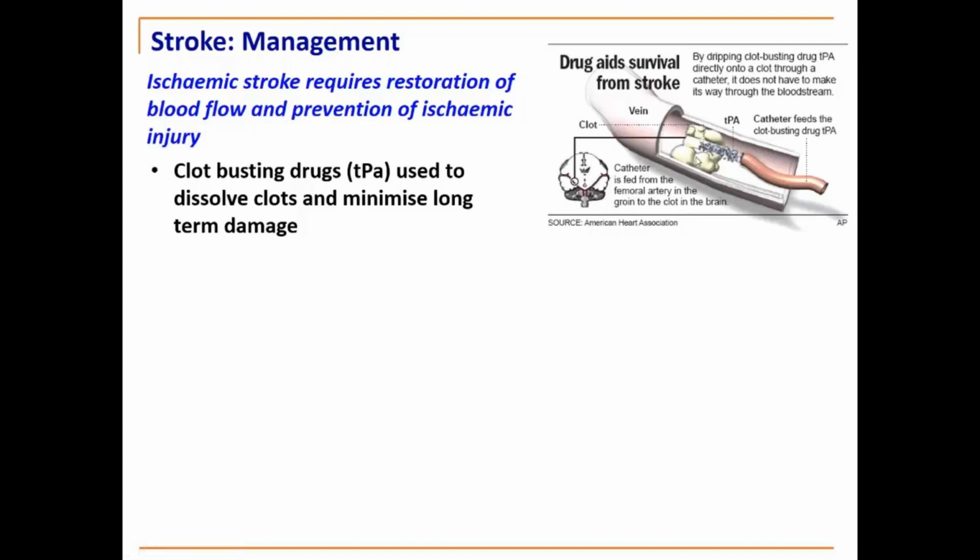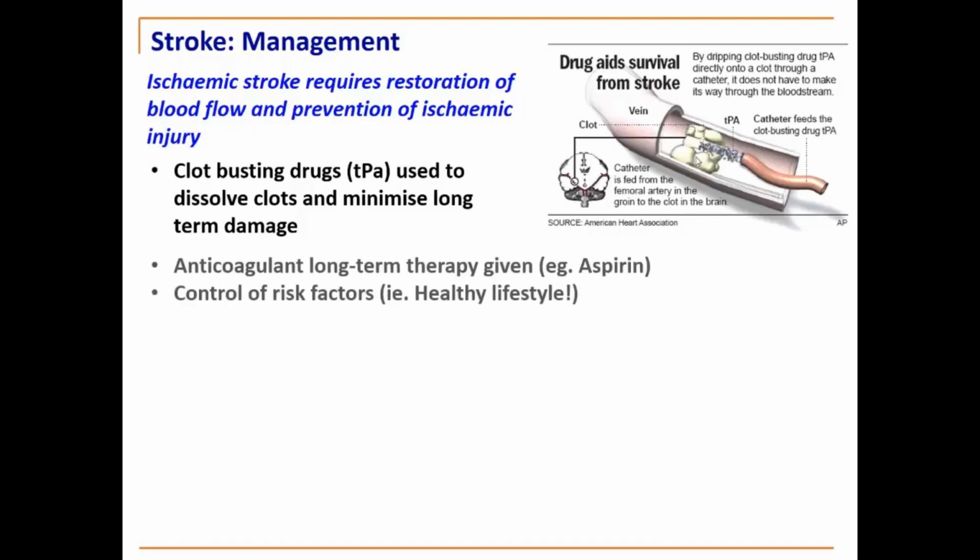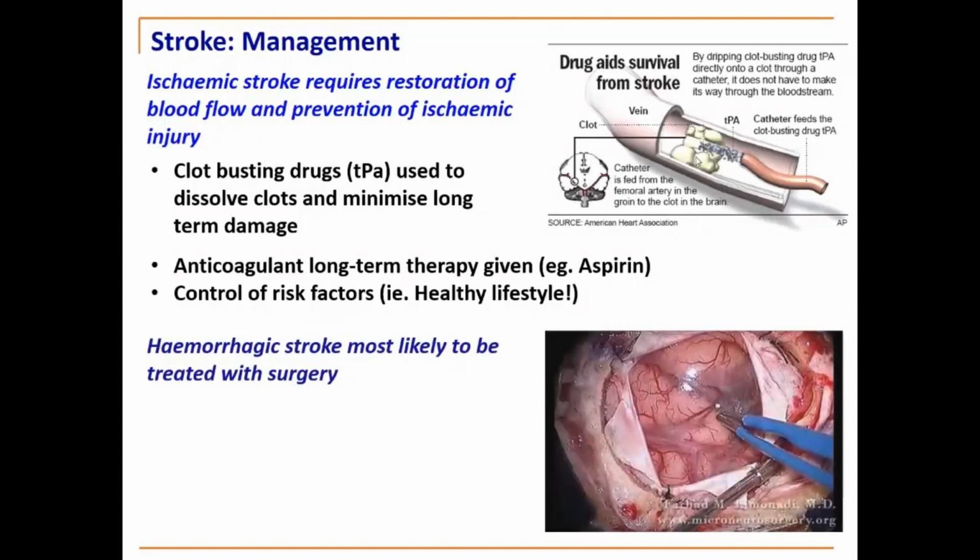They do have to be given quickly, as you might imagine, because of the potential damage, and they tend to need to be given within 3 hours of stroke to give the most effective results. TPA, does it say what it stands for there? No. So TPA stands for tissue plasminogen activator, just so you know what it's called. You can give anticoagulant therapy over the longer term, so antiplatelets, so aspirin. You need to control your risk factors, so a healthy lifestyle.